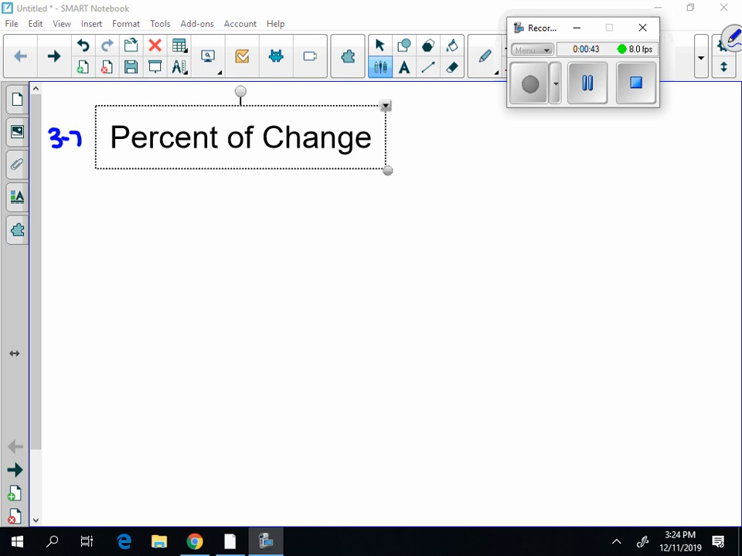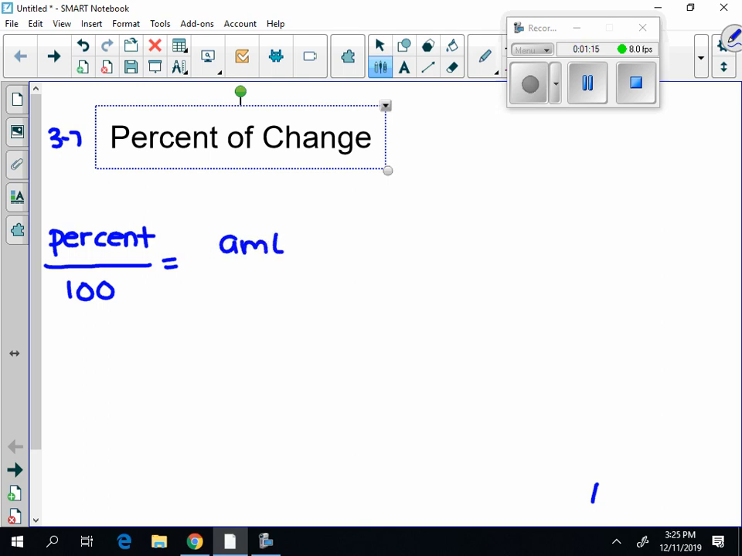So I want you to look at two things: an increase and a decrease. It doesn't matter if you're doing an increase or a decrease, it's the same thing. The formula for percent of change is going to be percent over 100, because percent always goes over 100. Percent over 100 is going to be the amount of change. So the amount of change that we see.